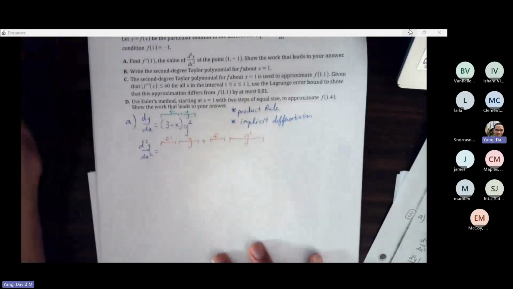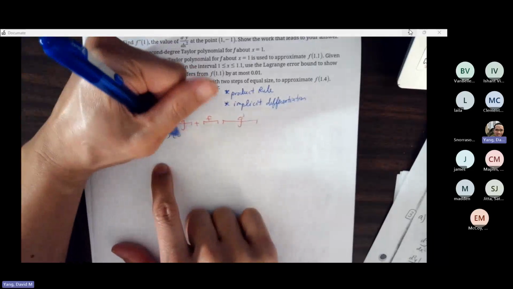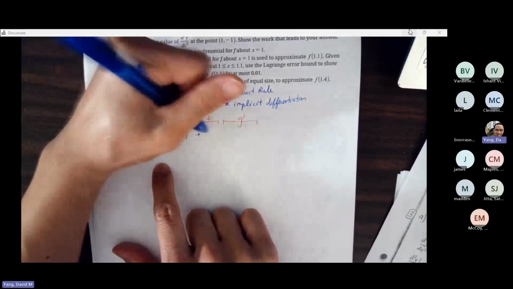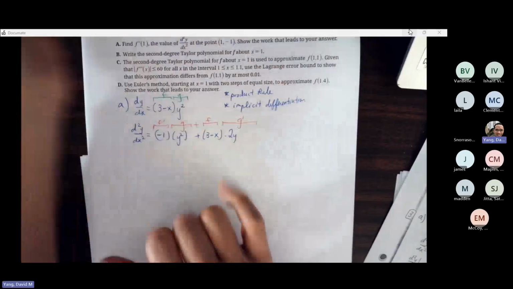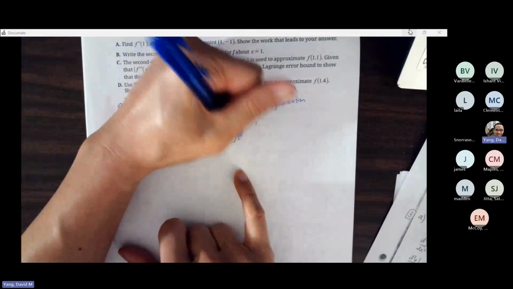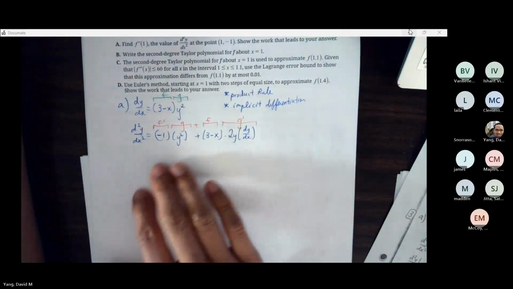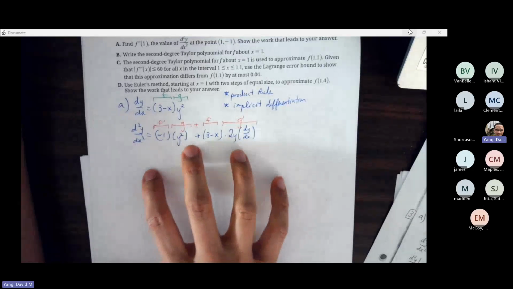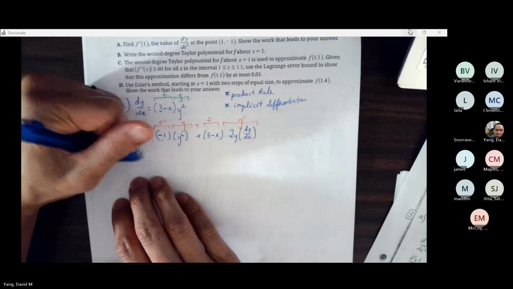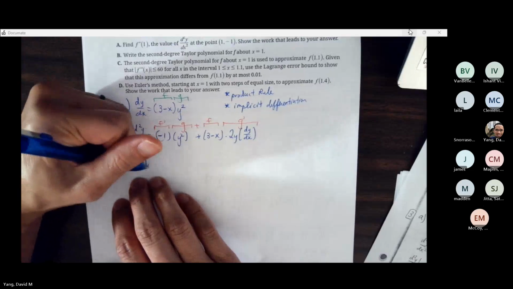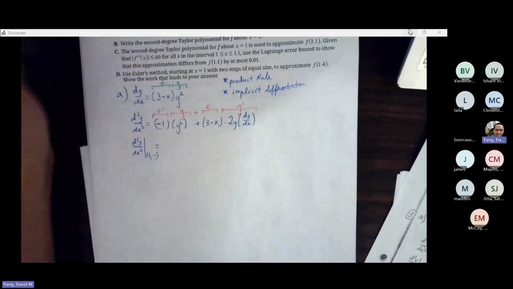Hey, f prime, 3 minus x, that just becomes -1. g stays, f stays, and g prime, y squared becomes 2y. We're asking for y's derivative with respect to x. This is where dy dx comes in. So now we want to find the second derivative at 1, -1. So I'm just plugging in all the x's and y's with 1 and -1.